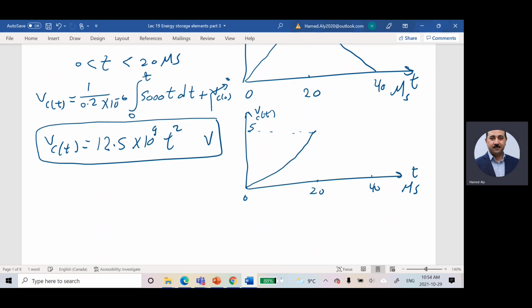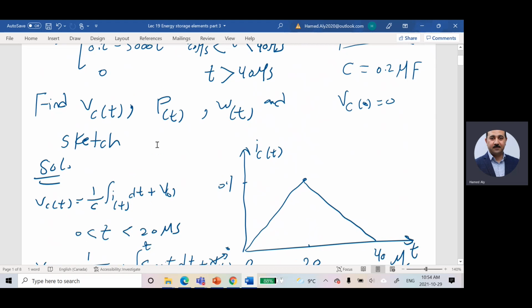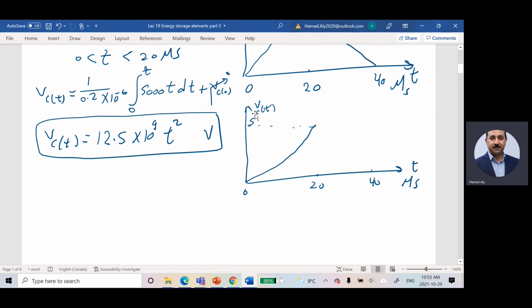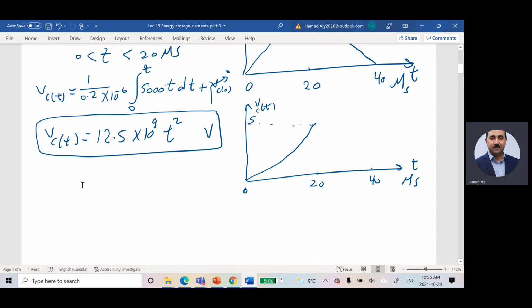Now, I would like to find VC of t for the next period, which is from 20 up to 40. But before leaving that, he asked you also to calculate the power and the energy. So it is a good idea to calculate the power and the energy at the same time, because you are talking about that period, right? So VC of 20 microseconds, like what I told you, is equal to 5 volts.